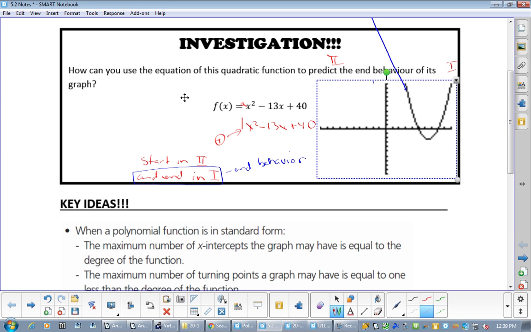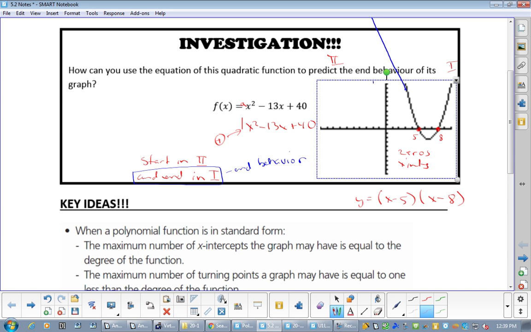Now, here's also another thing that can help you. It hits here and here. Okay, now you can count that this would be at 5 and 8. You know, what do I call those things? Zeros, good, or x-intercepts. Now, this is also the same thing as y equals x minus 5, x minus 8.